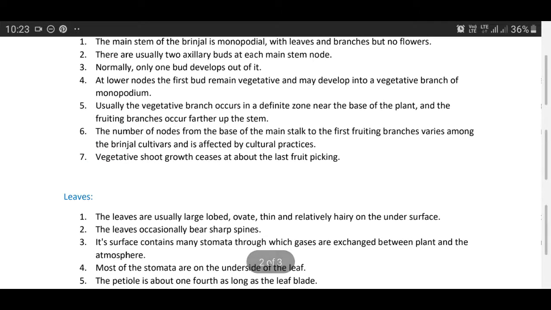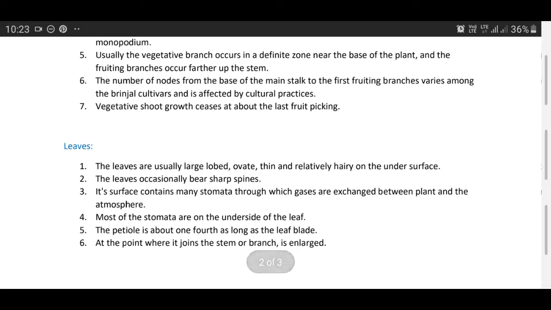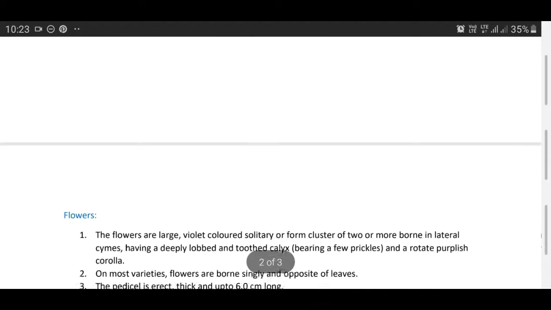Now we discuss leaves. The leaves are usually large, lobed, ovate, thin and relatively hairy on the undersurface. The leaves occasionally bear sharp spines. Its surface contains many stomata, through which gases are exchanged between plant and the atmosphere. Most of the stomata are on the underside of the leaf. The petiole is about 1/4 as long as the leaf blade. At the point where it joins the stem or branch it is enlarged.